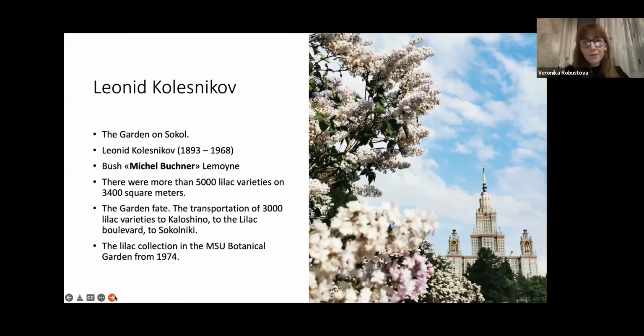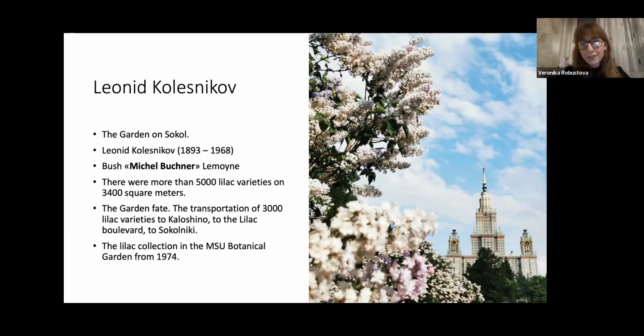He is the author of more than 500 different varieties of lilac, but now we have only 109, because Kolesnikov himself and his lilac had and still have a difficult fate. Leonid Kolesnikov lived from 1893 till 1968, and his first garden was the garden on Sokol.